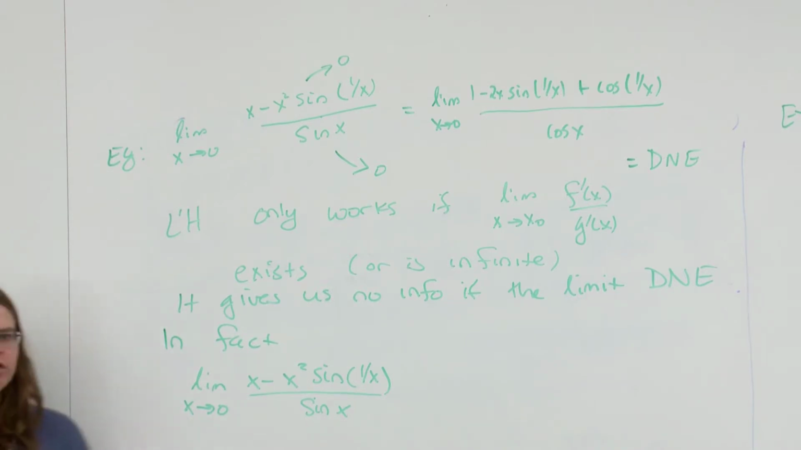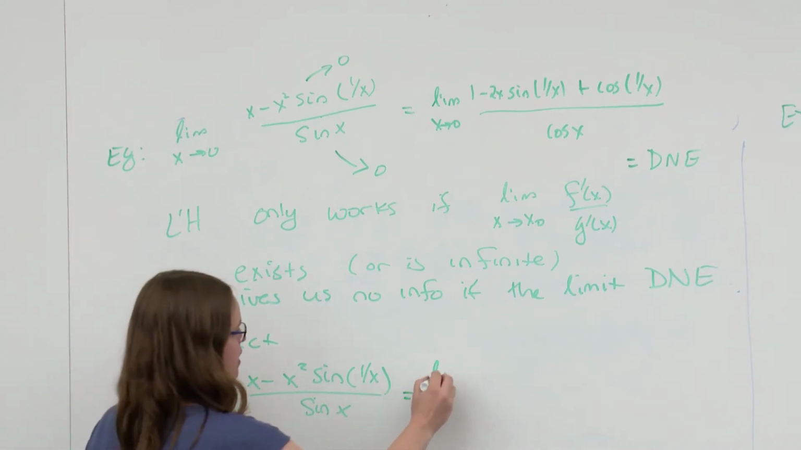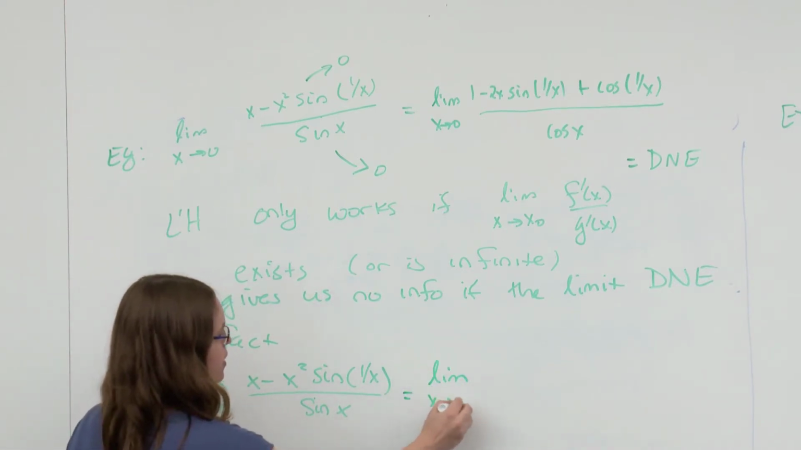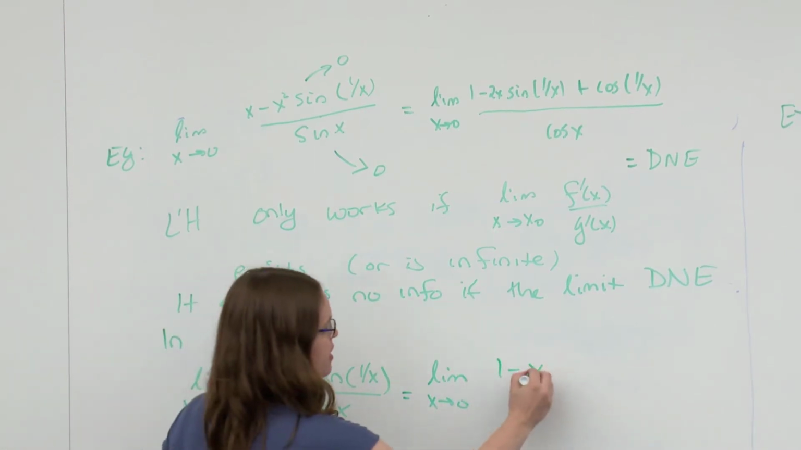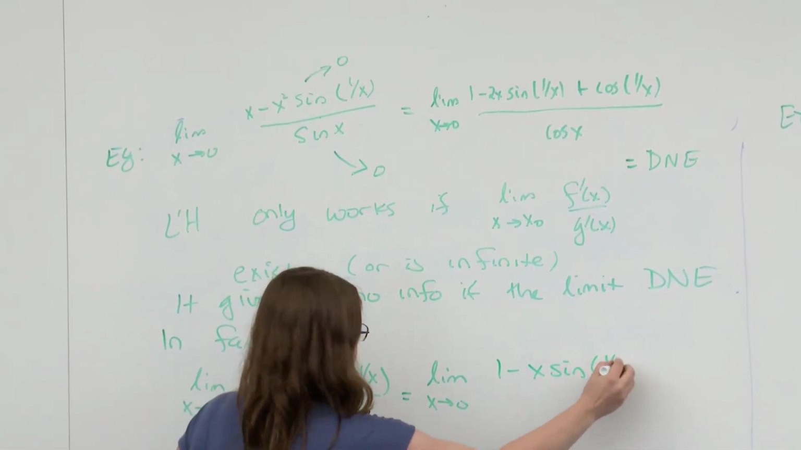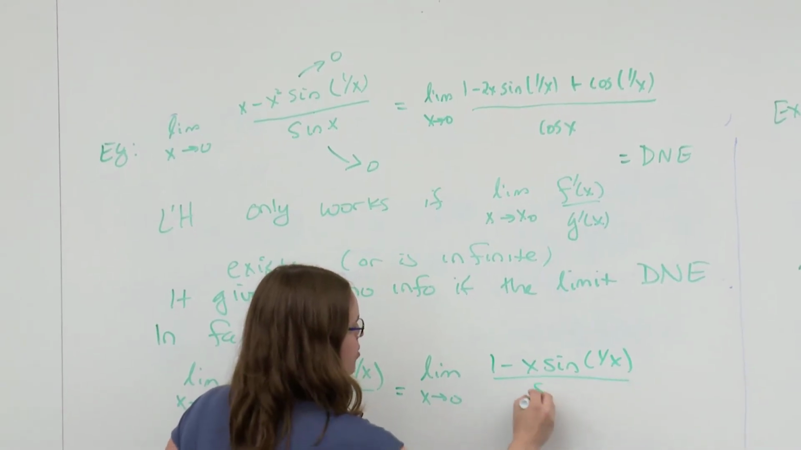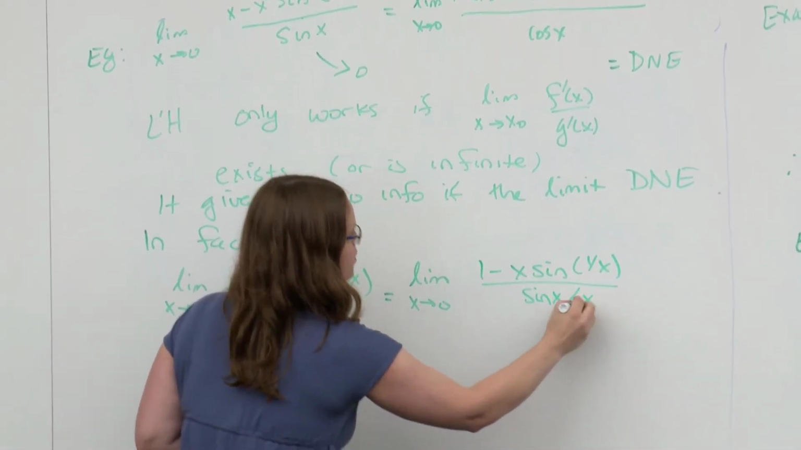I'm going to rewrite this a little bit. So we know when we're taking limits, we don't care what happens at x equals 0. We care what happens close to x equals 0. So I'm going to rewrite this as the limit as x goes to 0, and I'm just going to divide out an x from the top and the bottom: 1 minus x sine 1 over x, divided by sine x over x.